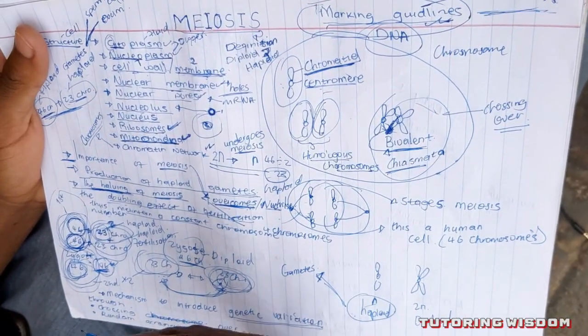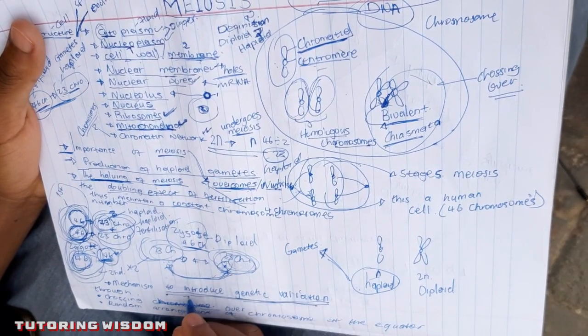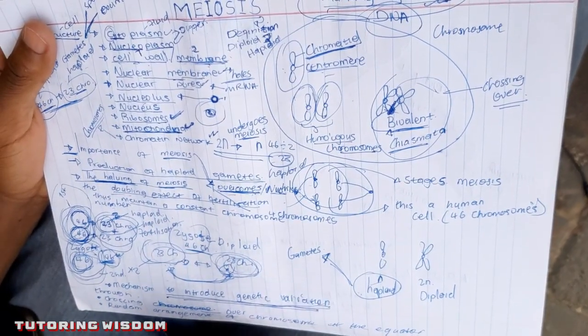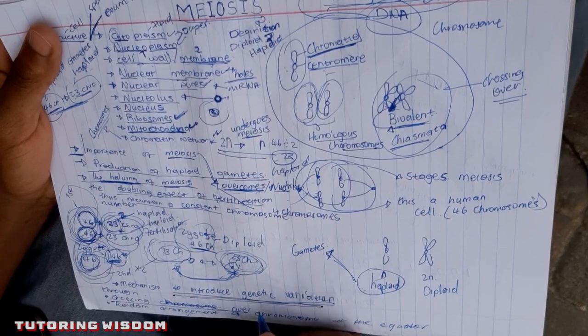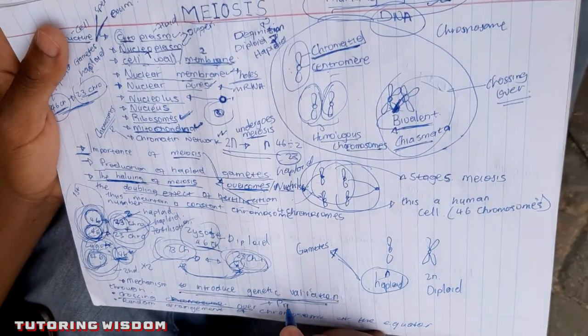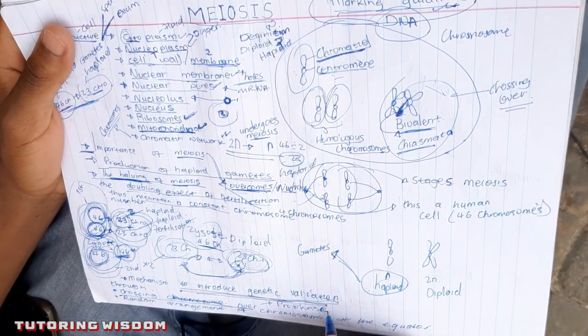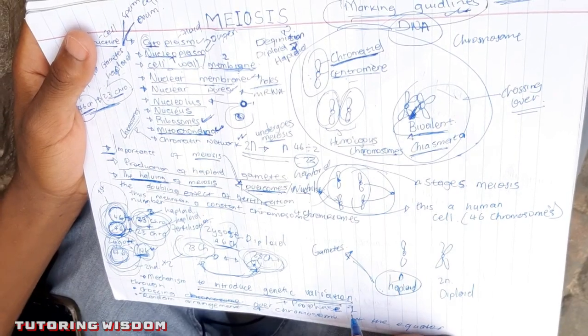Meiosis is a mechanism that introduces genetic variation. So that's the third importance of meiosis, right? This happens through crossing over. Remember, crossing over happens in prophase 1. So we said we are going to deal with this. Now, here it comes. So crossing over happens in prophase 1, right?